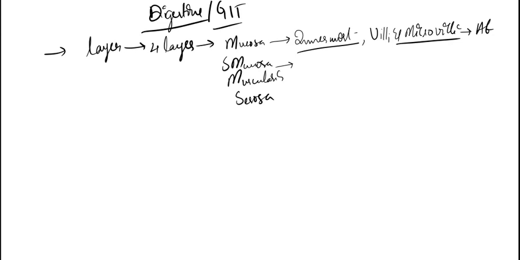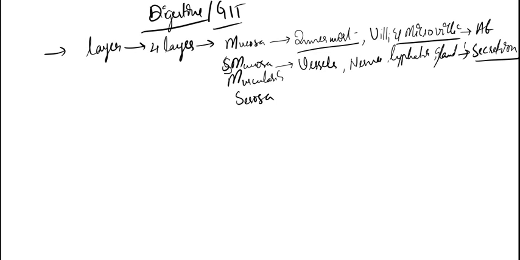Now coming to submucosa, it contains vessels, nerves, lymphatics, and glands. What is its main function? Secretion. Submucosa's main function is secretion. Remember, submucosa function is secretion. Mucosa function is absorption.